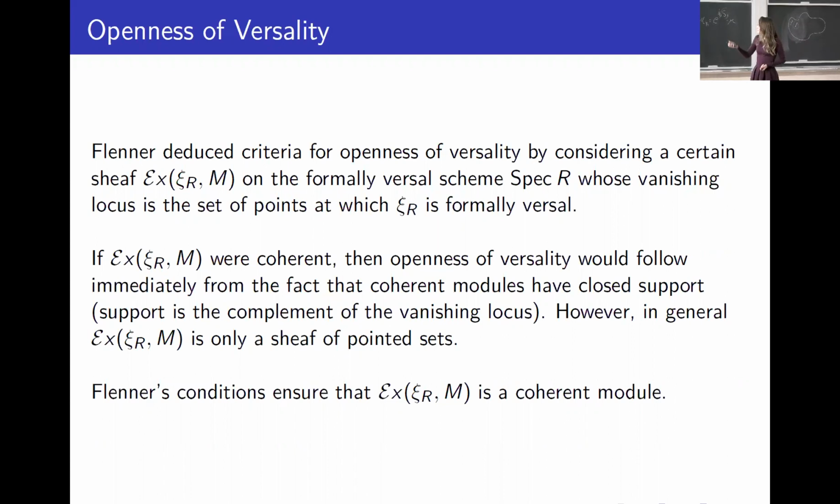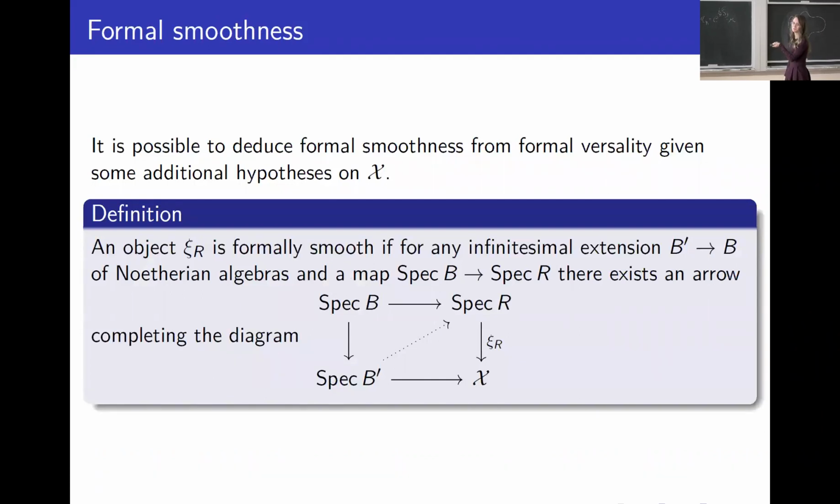Now there's a list of extremely weird looking conditions that ensure that this is a coherent module, it's coherent support, thus the points at which my object is formally versal is open. Any questions? Okay. If not, let's look at the last one, this formal smoothness. I'm not going to talk a lot about that.